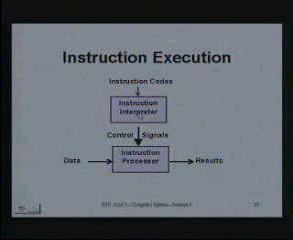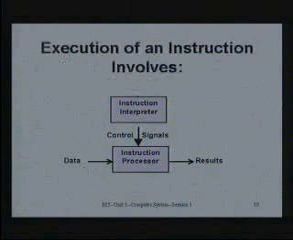And the role played by the instruction interpreter will be to accept the instruction codes and issue a set of control signals. Now, all those control signals basically point to a given operation that is to be performed by something called the instruction processor. And what will that instruction processor do?